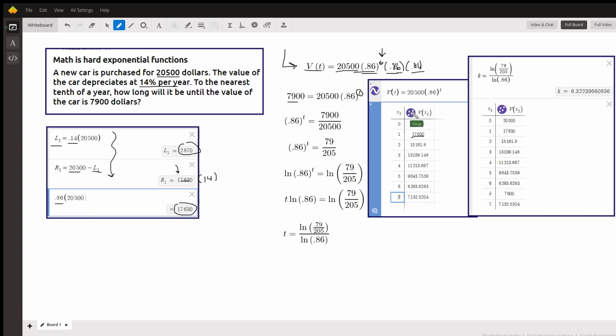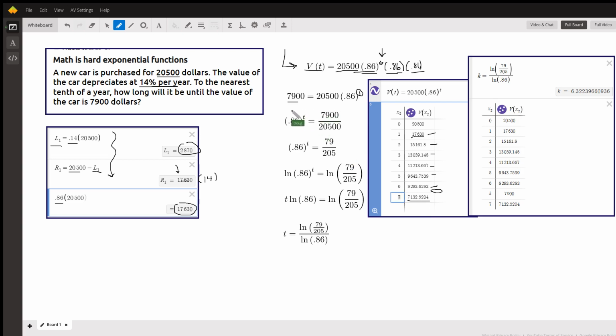And by the way, here's some values. After 1 year, after 2 years, after 3 years, that's what remains. 4, 5, 6, we still have almost $8,300 in value. But after the 7th year, we're here. So we would expect the value to be 7,900 between 6 and 7. So let's see how that happens.